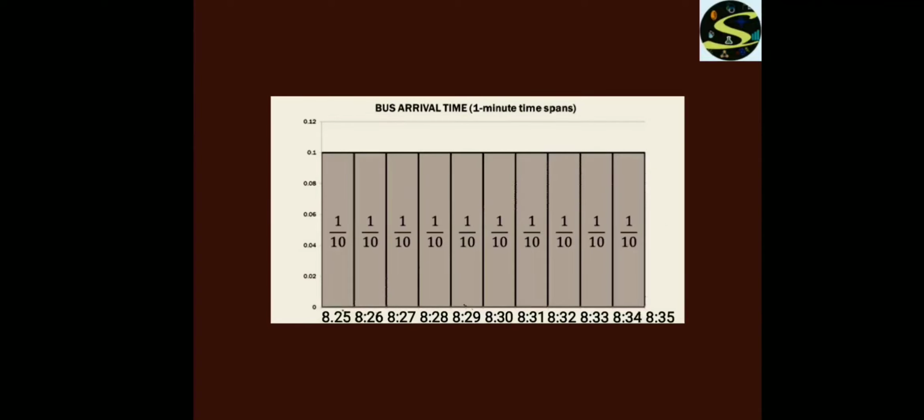So here again we have a uniform distribution. You can see that the height is 0.1, which of course is 1 by 10, and it's straight across. Each outcome is 1 by 10, and if we were to add up all these probabilities, it would be 1. So this is a real life example of a discrete uniform distribution.